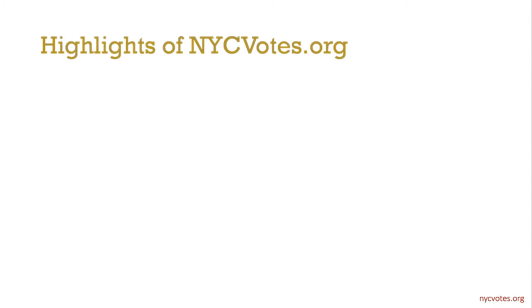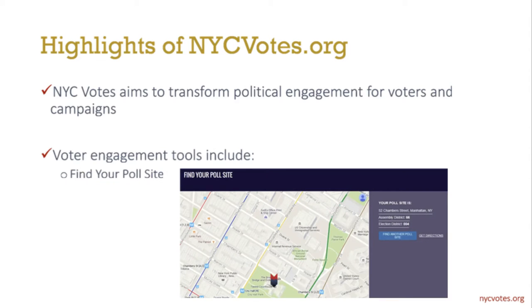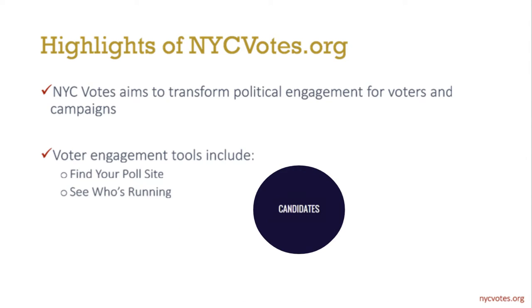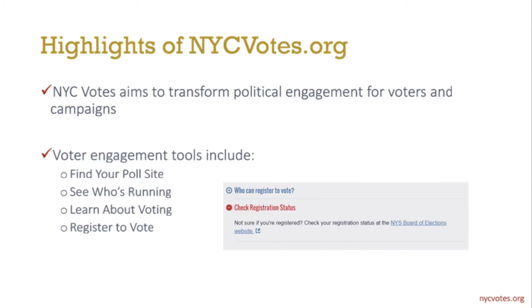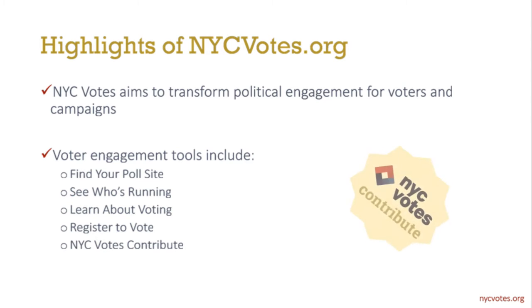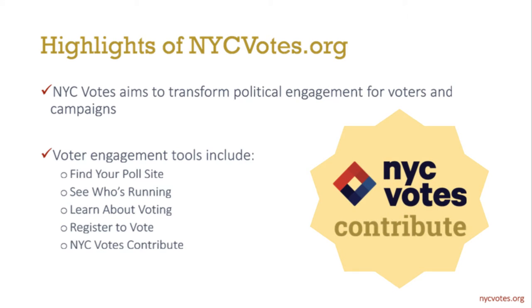The nycvotes.org site contains a variety of voter engagement tools your campaign and contributors can use. These include tools to find your poll site, see who's running for office, as well as general information about voting, registering to vote, and how to check your voter registration status. NYCvotes.org has also launched NYC Votes Contribute, which is what we will focus on in this presentation.